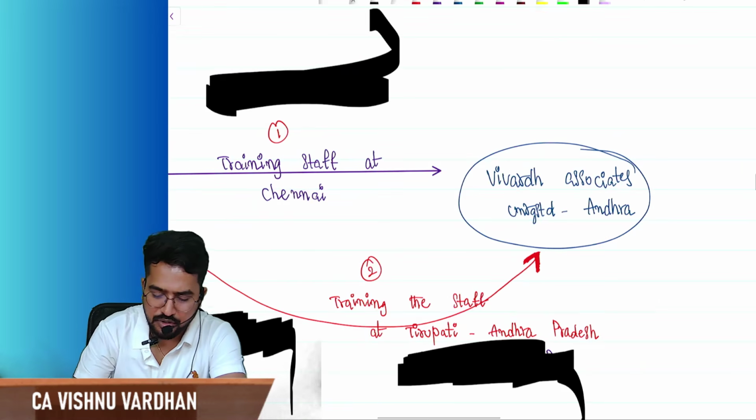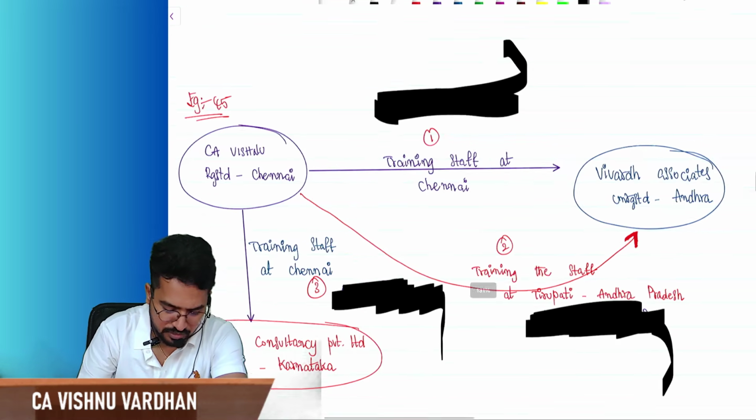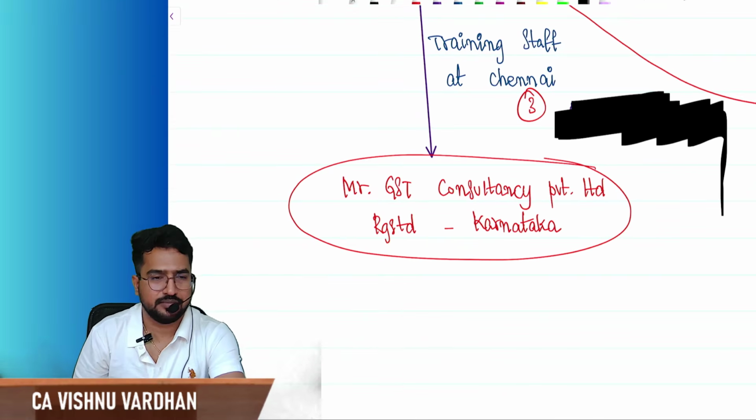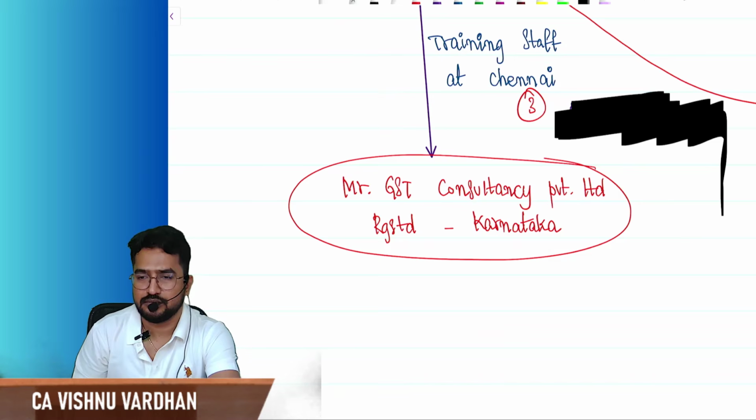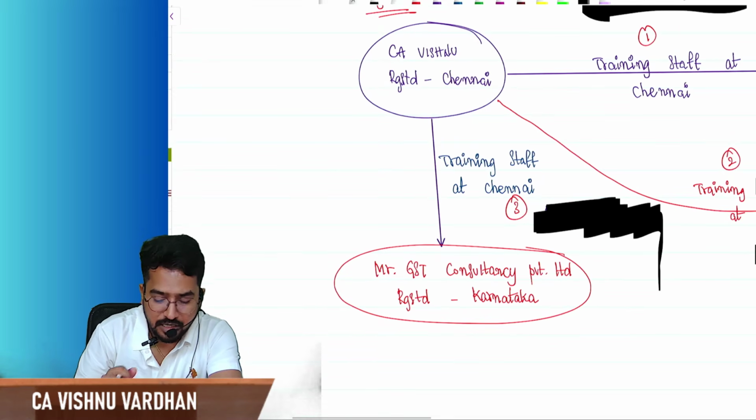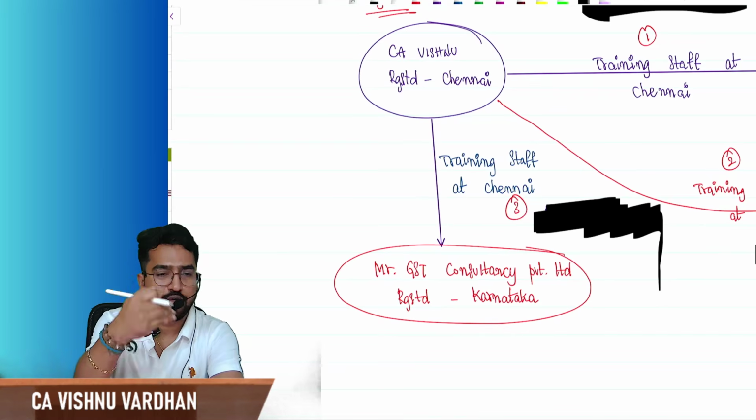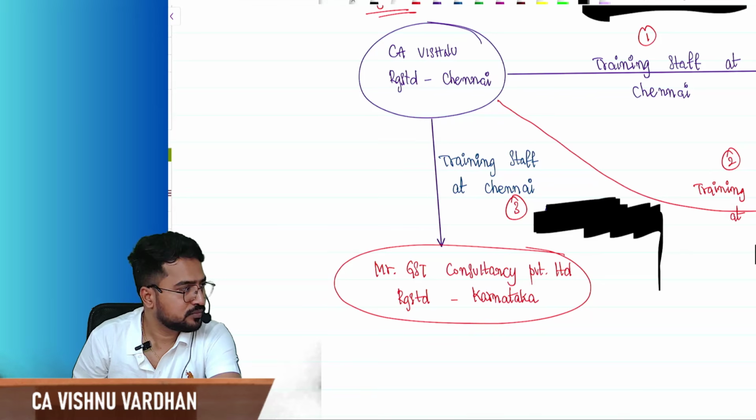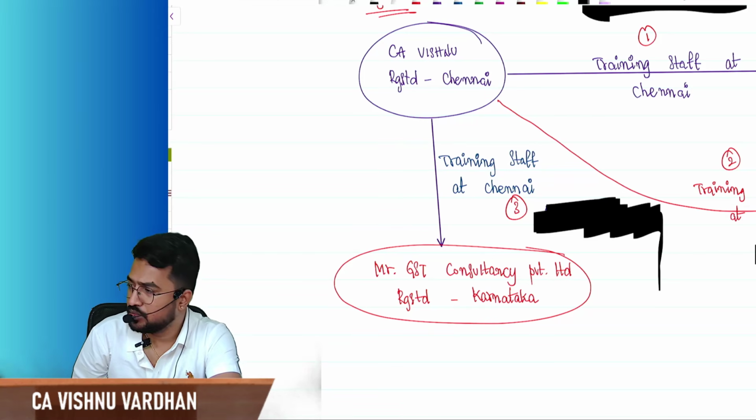I am training the staff of a business entity called, let us assume, GST Consultancy Private Limited, registered in Karnataka. But the staff are coming to Chennai, getting trained and going back. What is the place of supply? Because it is B2B, obviously their registered address. Karnataka, not Chennai, because it is B2B.